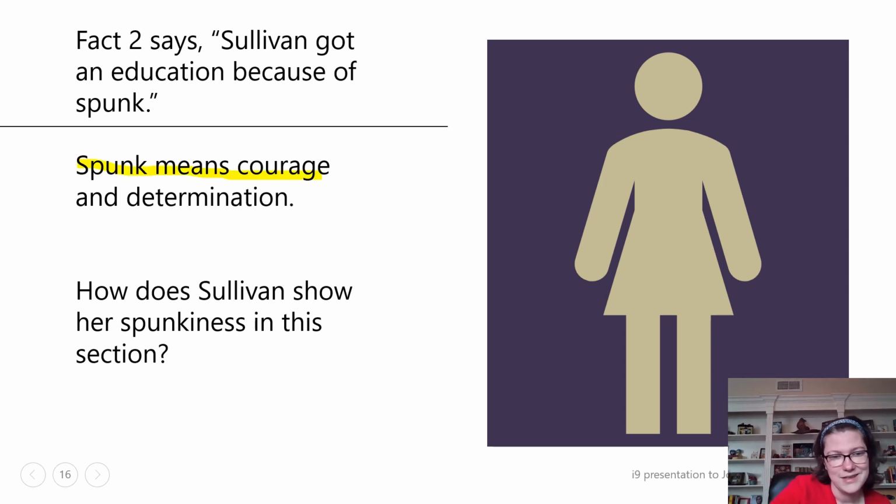Courage and determination. So it means she's brave, right? So how does Sullivan show her spunkiness in this section? I'm going to go back. Oh, it's not going to let me go back. So it won't let me go back, but I want you to pause the video and scroll back to that paragraph 2. And I want you to find, how does she show that she's brave? How does she show that she's determined not to give up on herself?